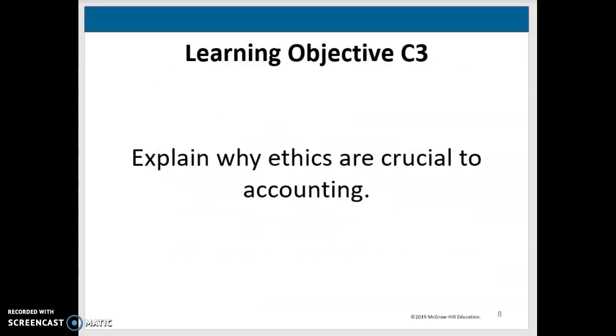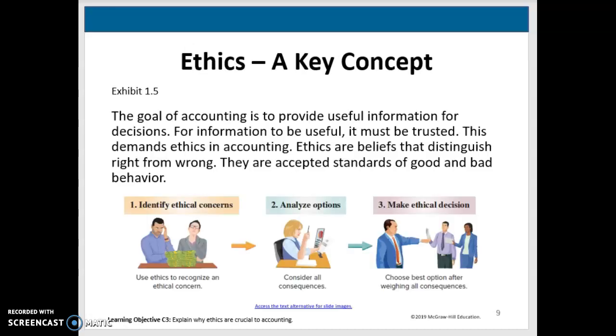All right, so let's look at the next part, and this goes into the ethical areas of accounting and why that's important. One of the things I want to talk about is that when we talk about accounting, our goal is to provide information that is useful for those who are making decisions. For it to be useful to someone, we have to know that the information is accurate and that we can rely on it and trust it.